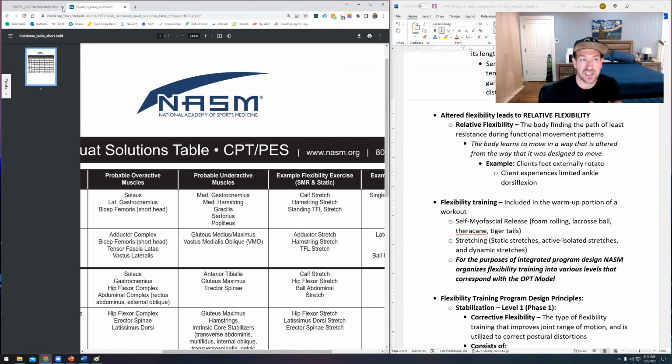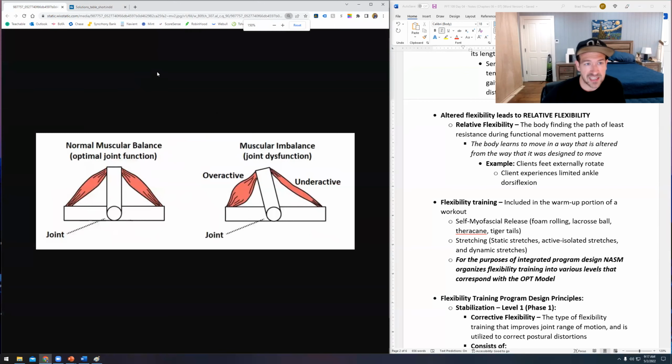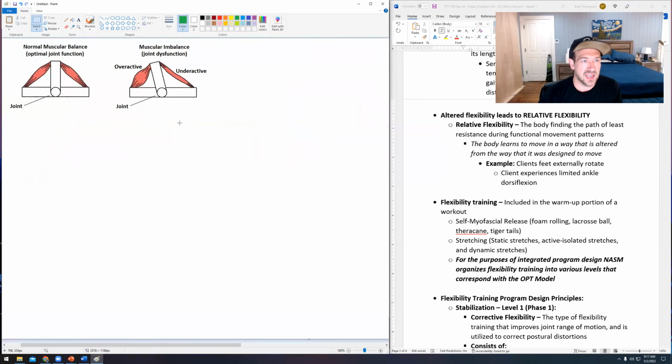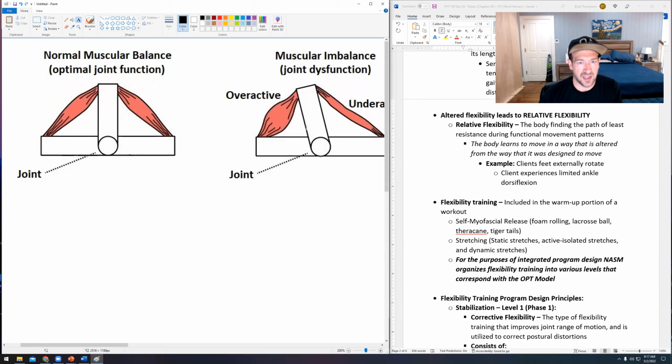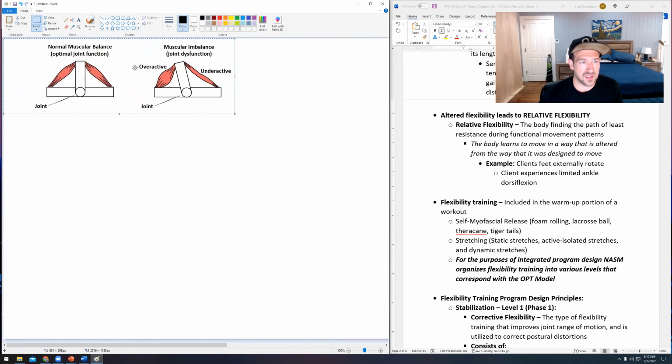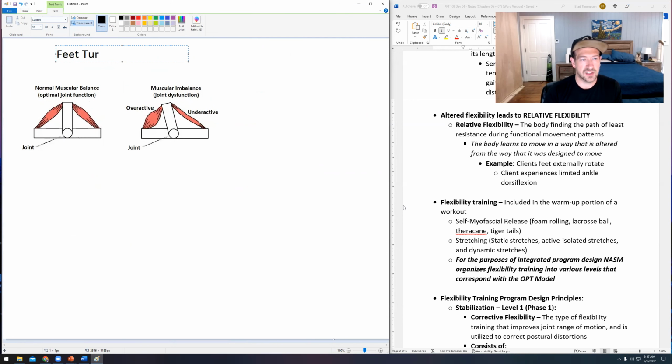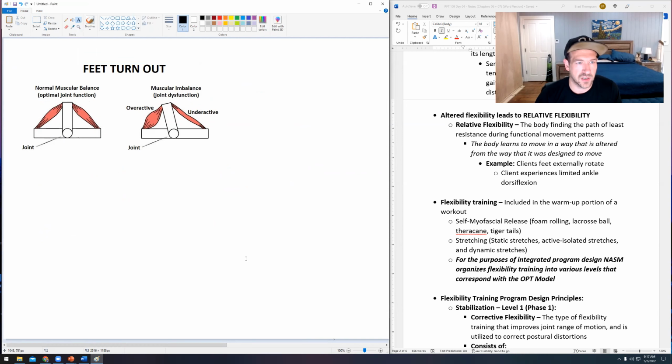So we're seeing tight, overactive muscles. I'll bring this over to Paint as well, right? We're seeing tight muscles, overactive muscles. I'll label this. Let's go like this, put this down here, and we'll label this the feet turn out. This is the example we're looking at here. We've got a client whose feet turn out, right?